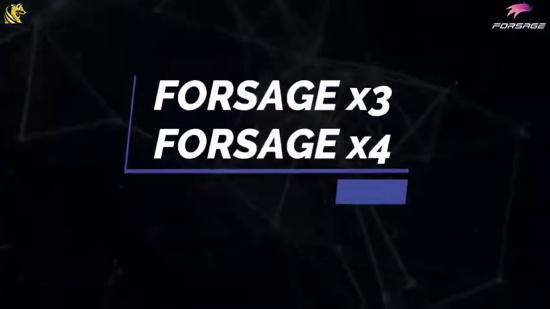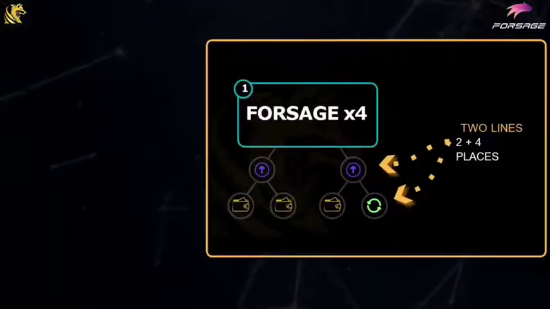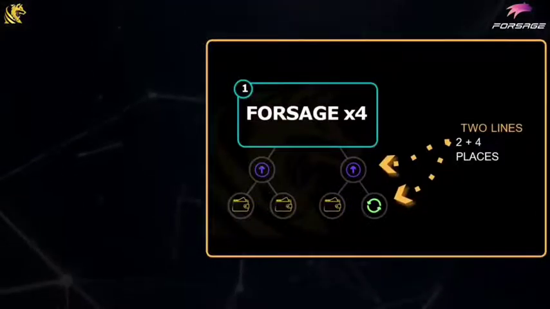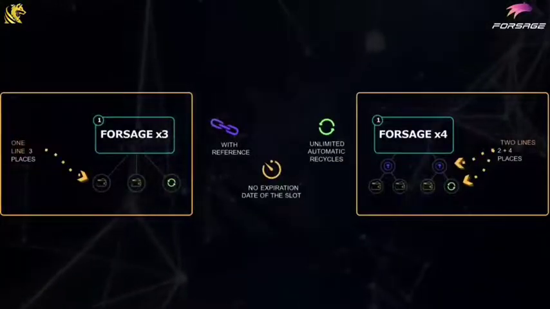So here you get the X3 program and the X4 program. In X3 you get 3 positions. Similarly, in Forsage X4 you get a total of 2 lines, which includes 2 places in the first line and 4 places in the second. So when you register with Forsage, you open both the programs simultaneously.